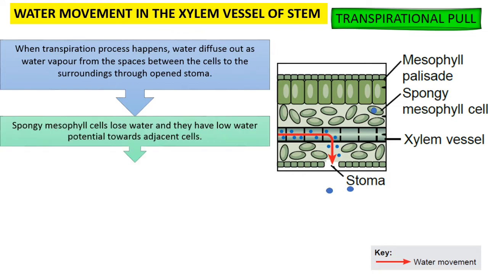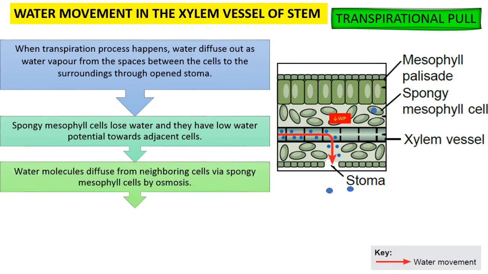Spongy mesophyll cells lose water and they have low water potential compared to the adjacent cells. Low water potential in the spongy mesophyll cell will make water diffuse from the neighboring cells via the spongy mesophyll cell by osmosis. So the process will repeat.